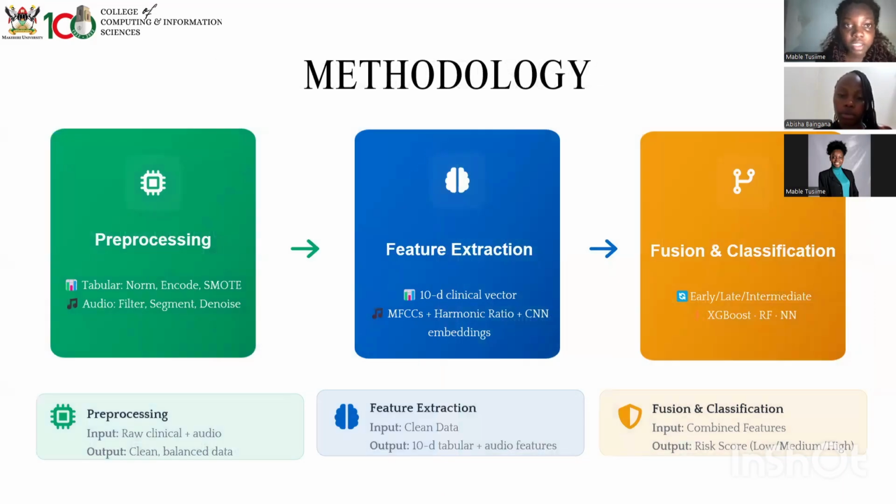So how are we going to achieve this? The steps we're going to take: we're going to pre-process the data, both the audio and the clinical data, and then extract the features that are important for this particular problem. And then we shall do fusion of both the clinical and the audio data, and then be able to classify the features that can characterize this illness in the neonates.